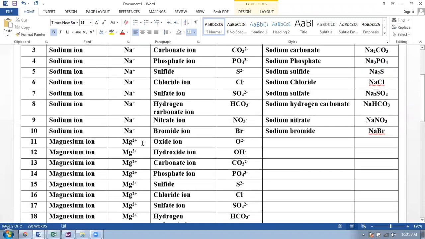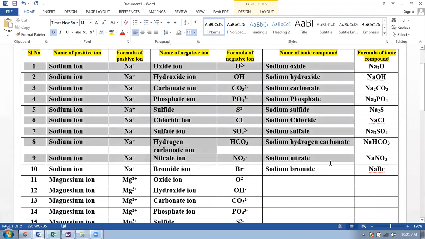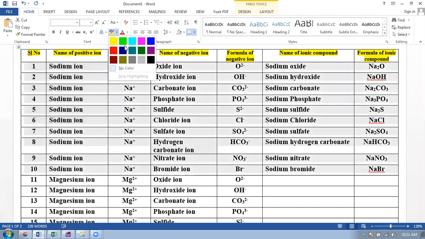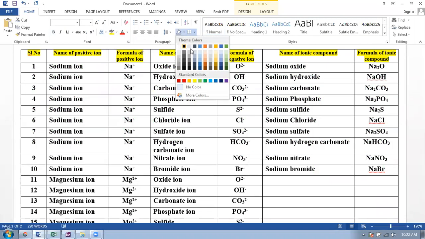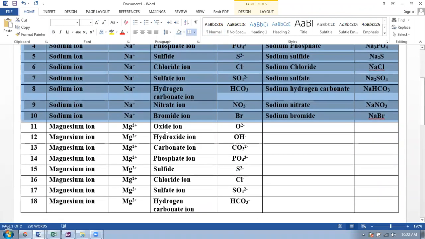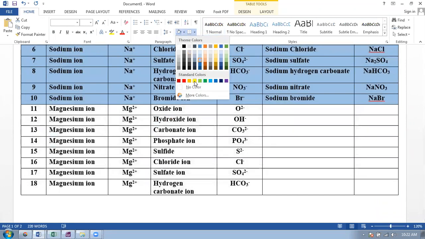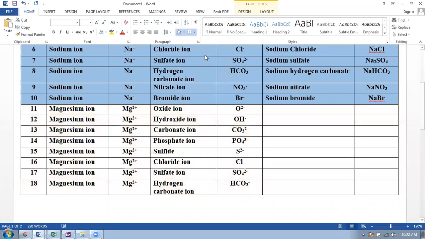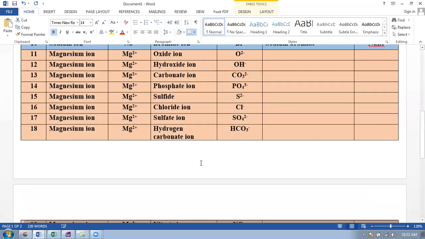Okay, so magnesium, first of all, up to this we finished. I make a color so that you can understand. This is a different color, means these are all sodium. And now I'm going to solve magnesium. I want to give a different color so that you can easily follow it, or it can easily attract your eyesight. This is magnesium. Okay, all right.